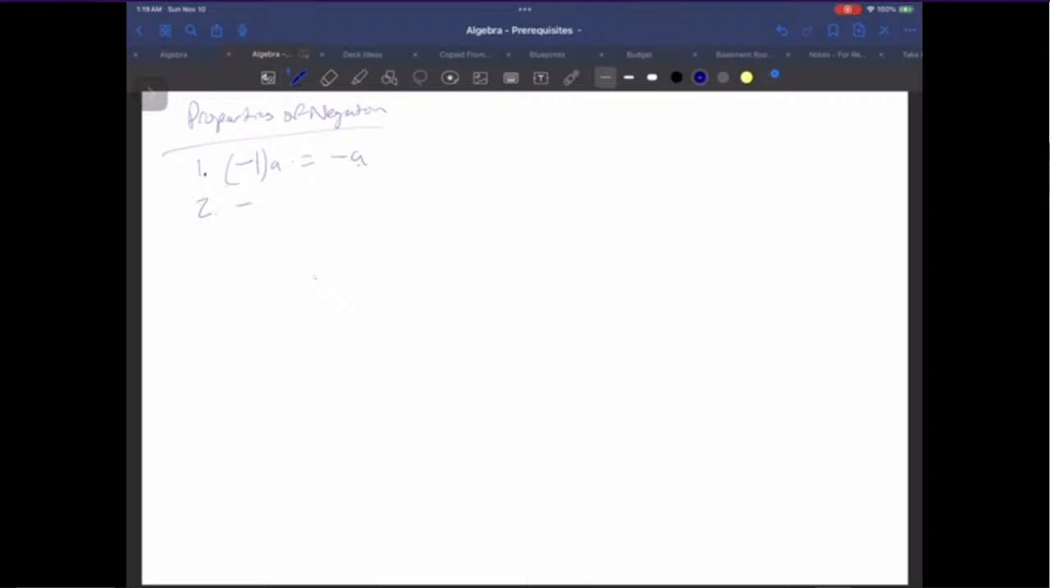Negative times negative a is equal to positive a. That's the same thing as negative 1 times negative a. I didn't say 1 because they didn't write a 1, but it's the same thing. Negative 1 times negative a is equal to a.